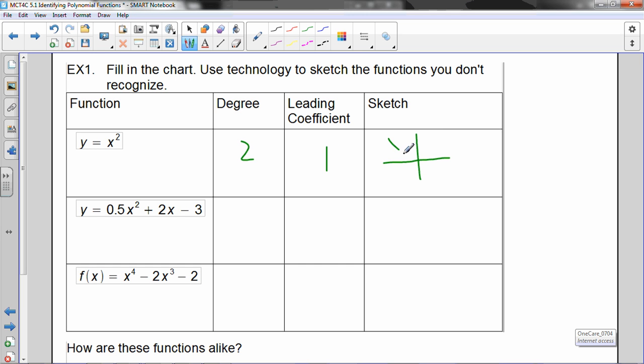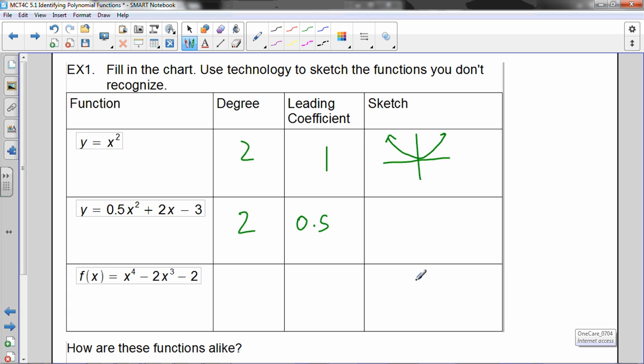I'm just going to draw it real quick. Nothing special, just a good old parabola. This one, notice that this term has degree 1, degree 2, degree 0, but the highest degree of all is degree 2. The leading coefficient is the number that's in front of the x squared in this case. And the sketch, well, what's the sketch look like? I'll do these later. I'll go to my graphing calculator later.